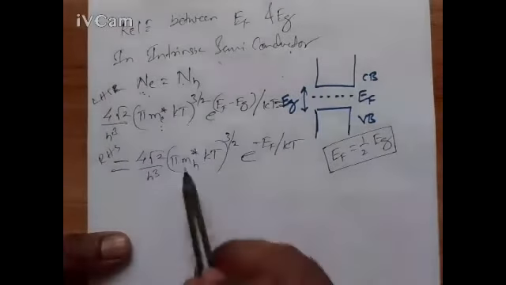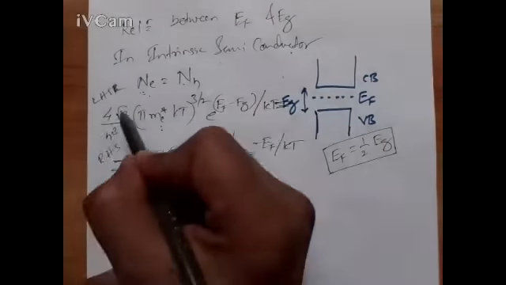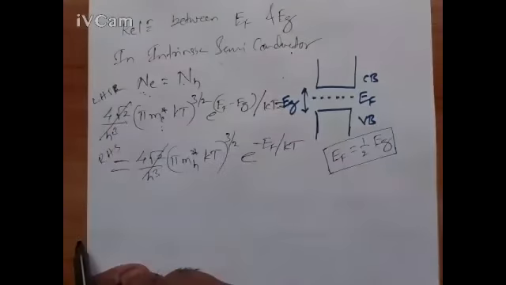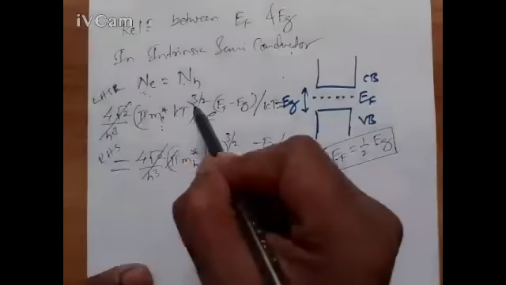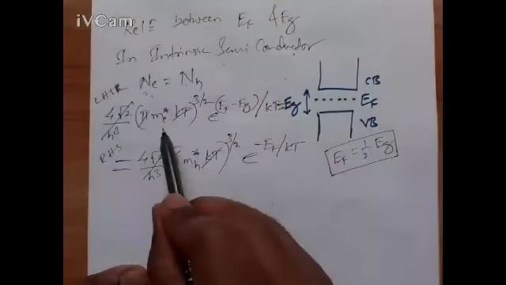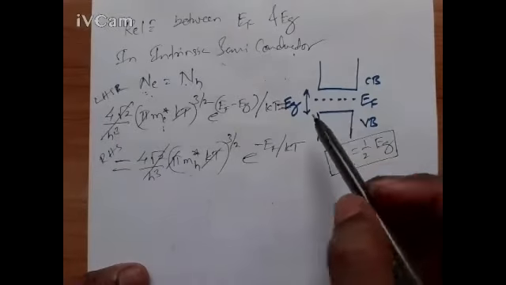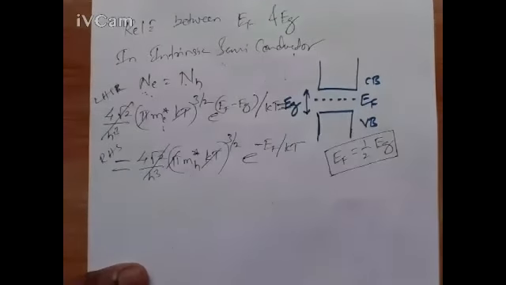Let us equate these two equations. What happens when I equate them? This one gets cancelled, pi will go, kT and this kT will get cancelled. Here there is me, here there is mh, so it remains. And the remaining things will be like that.